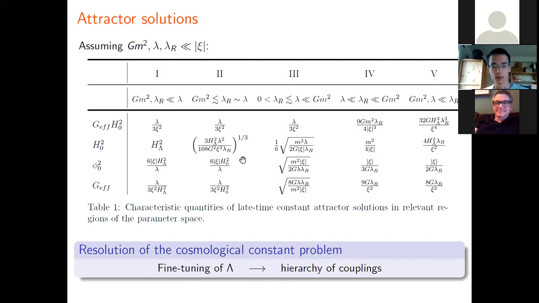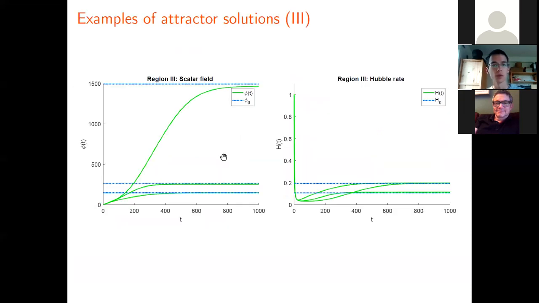And the question is, does this help alleviate the cosmological constant problem? I'm going to argue that it does in a minute. But first, I'm going to show you some plots of the system evolution.